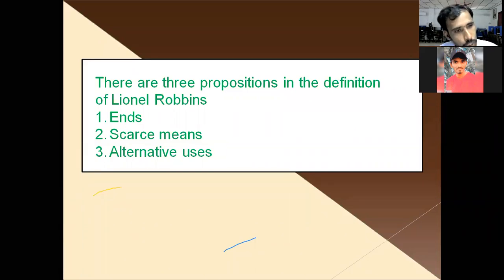My first proposition is the wants of a human being, and those wants are unlimited in nature. The second one is scarce means, which is nothing but a shortage of resources or shortage of inputs. The third one is alternative uses, which is self-explanatory. So now, how do we explain the concept of economics using these three propositions?